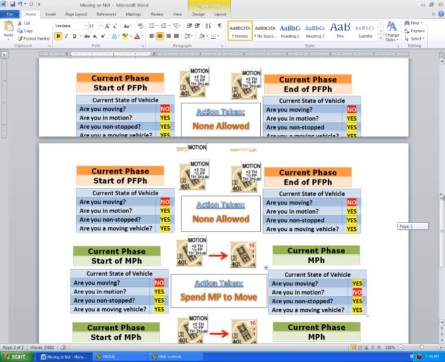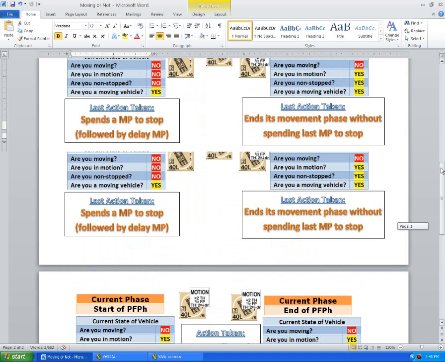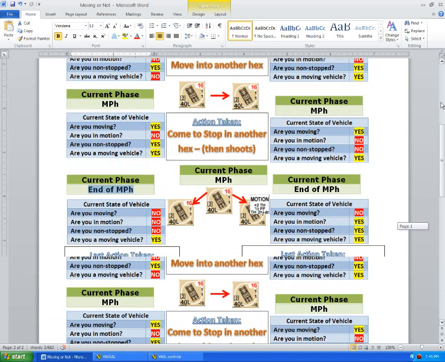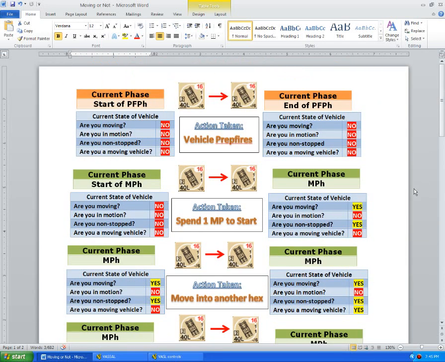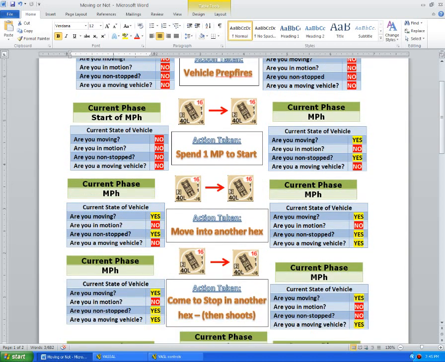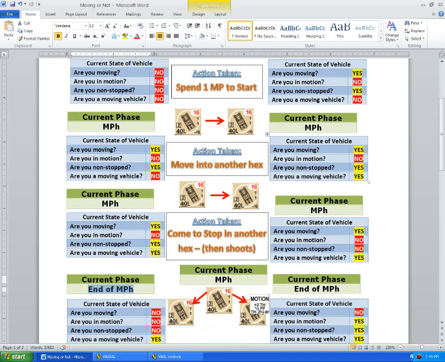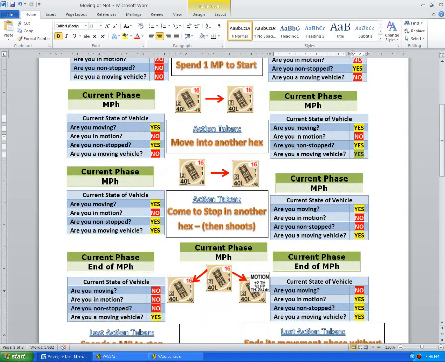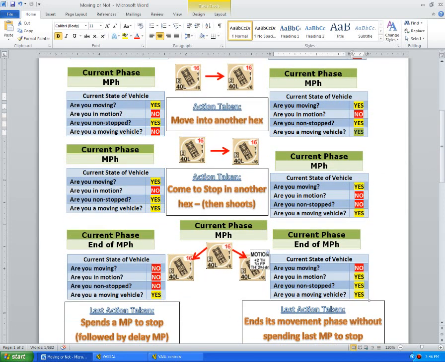So hopefully this is kind of informative, and it might take you a little while to understand the different phases, the different states of the vehicle: motion, non-motion, stopped, non-stopped. Are you a moving vehicle? You're not a moving vehicle until you qualify for it, and once you qualify for a moving vehicle, then you're going to be considered a moving vehicle.